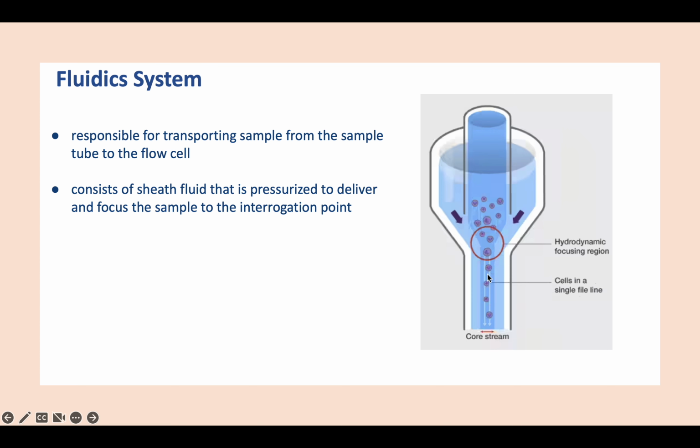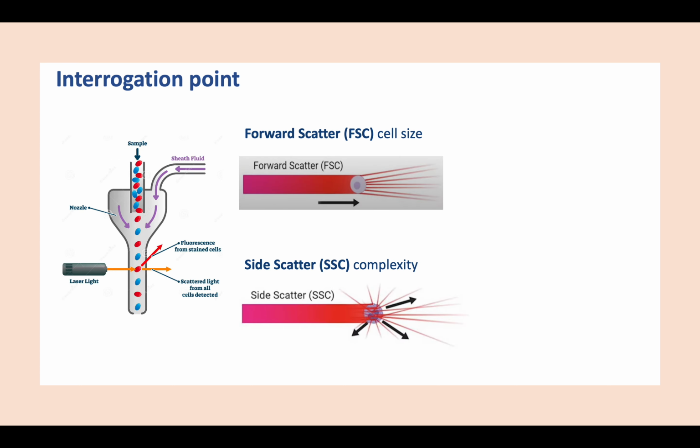And once these cells are lined up, they are ready to reach an interrogation point where they will be analyzed further. So the interrogation point is the main analysis chamber of the flow cytometer, where these cells move past a laser beam, and just passing this laser beam will give us a lot of valuable information about our cells. And how's that? The first round of information comes from the light scattering.